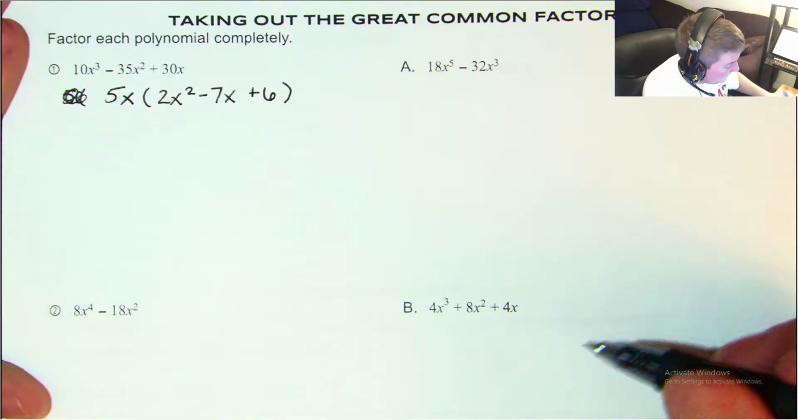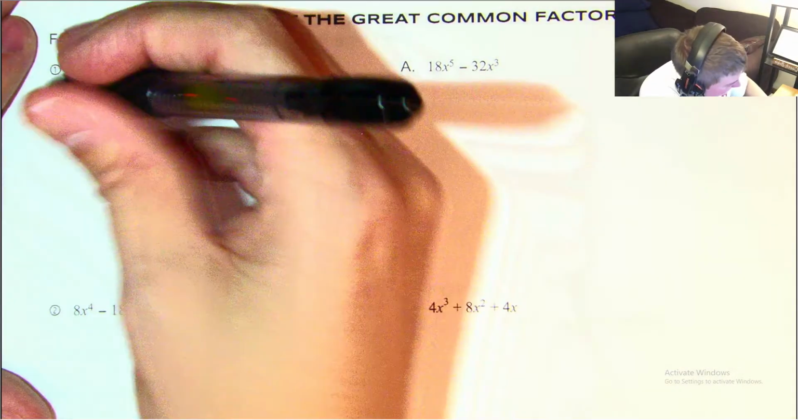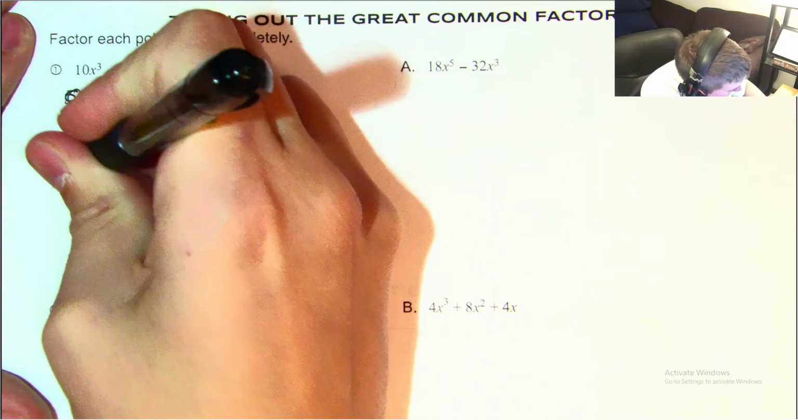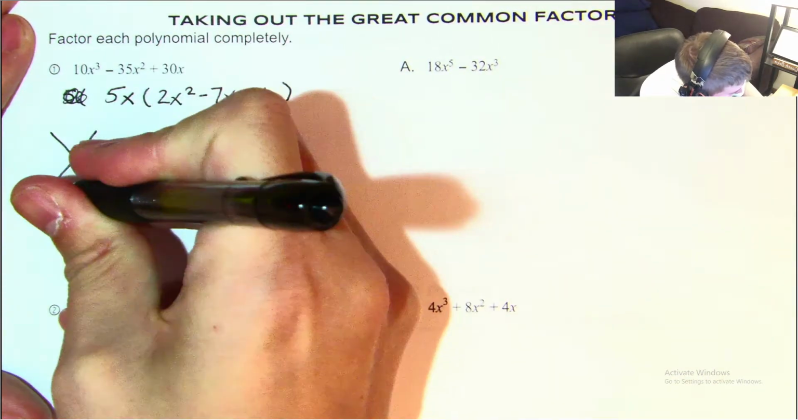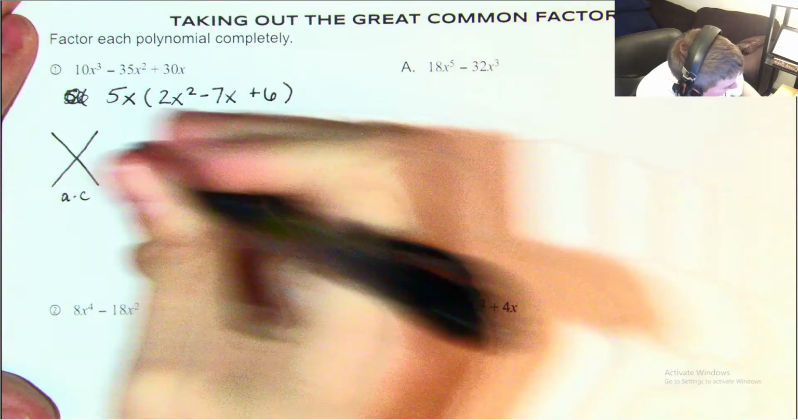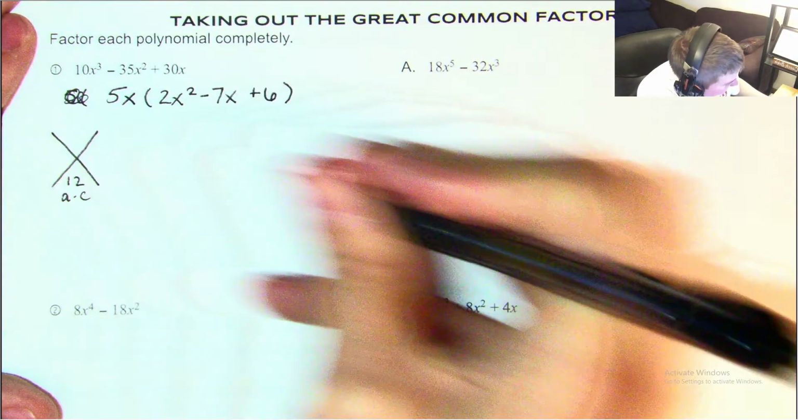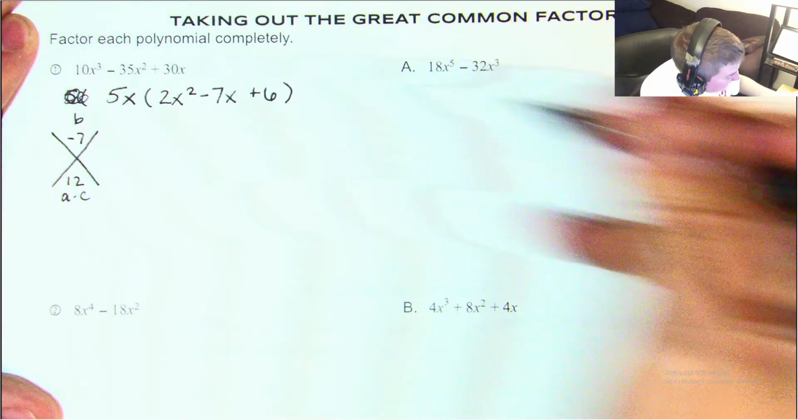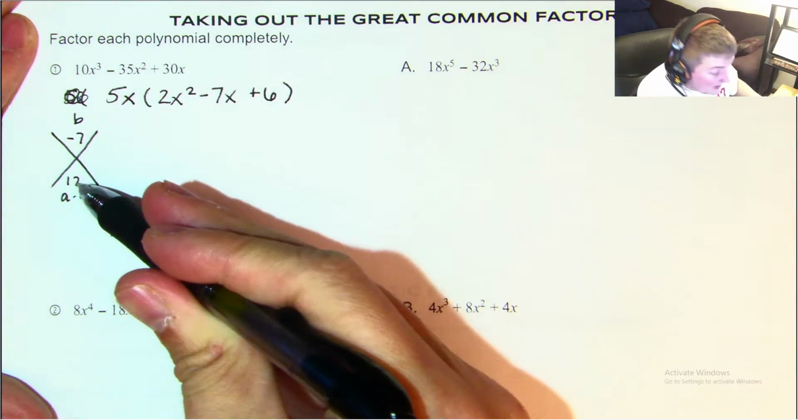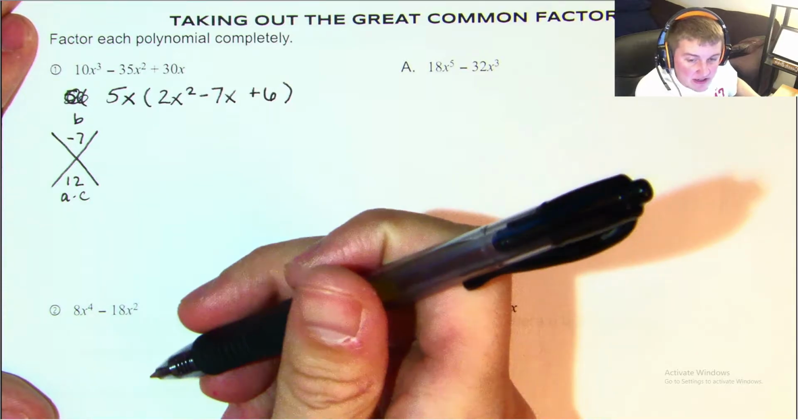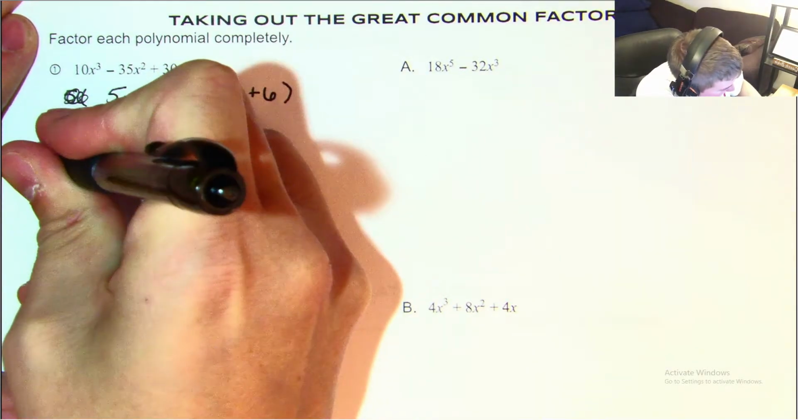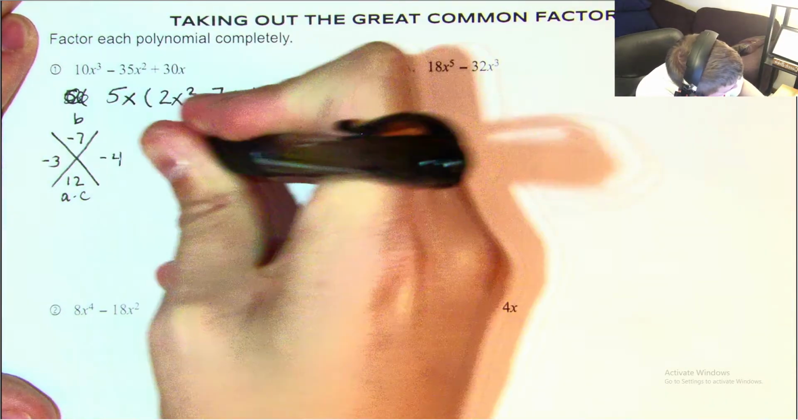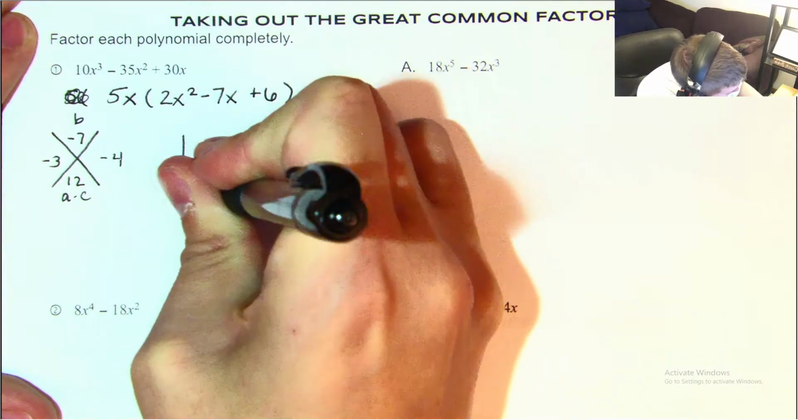As I look at this, I make my x, and I put my a times c value here, which is 12. Then I put my b value here, which is negative 7. I'm looking for the numbers that multiply to 12 and add to negative 7. That's going to be negative 3 and negative 4. After that, I can set up my box.